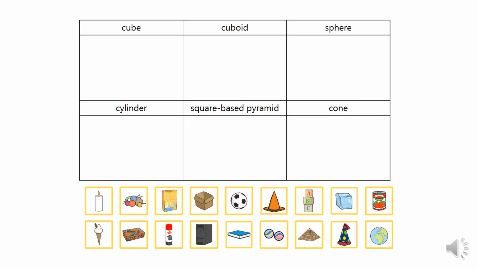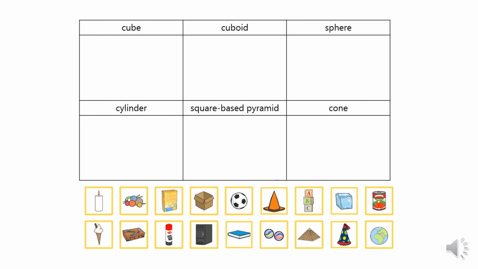So we've been thinking all about 3D shapes today. We've been learning about their 3D shape names, and we've been thinking about real-life examples that we see all around in our environment that are 3D shapes. So here is a table, and in our table we've got cubes, cuboid, spheres, cylinders, square-based pyramids, and cones. And at the bottom of the screen, you'll be able to see some real-life objects. I wonder if you can pause the video and try to sort the objects into the correct part of the table. So pause the video and have a go at that now.